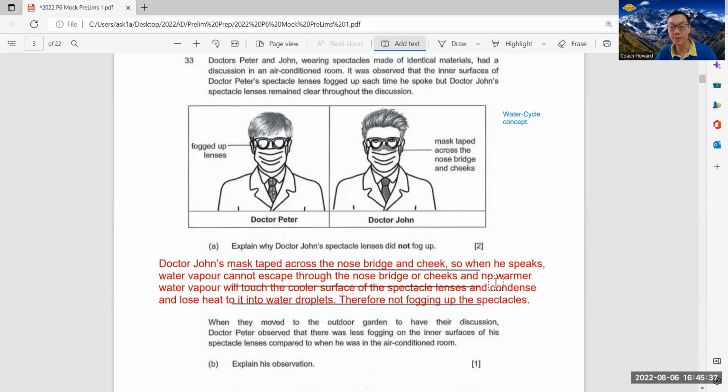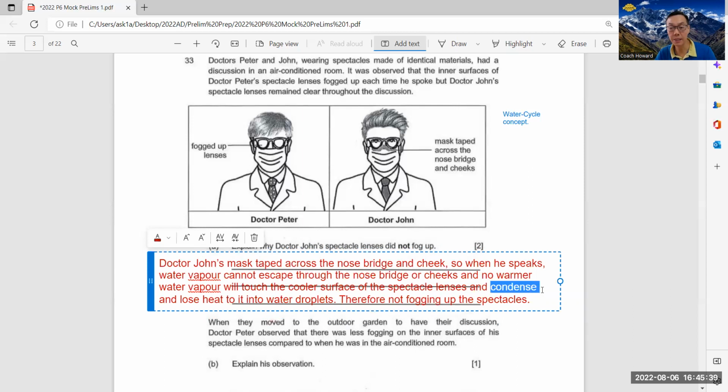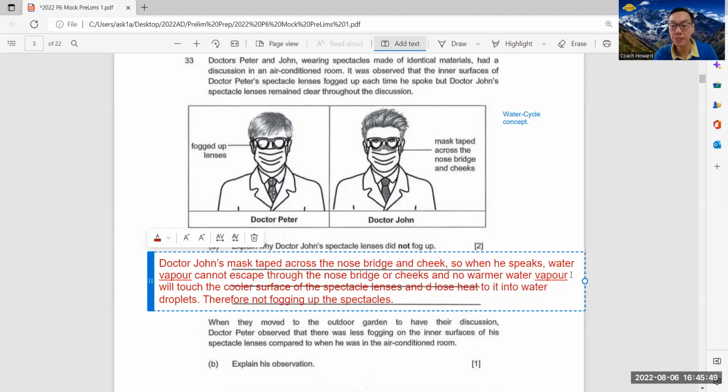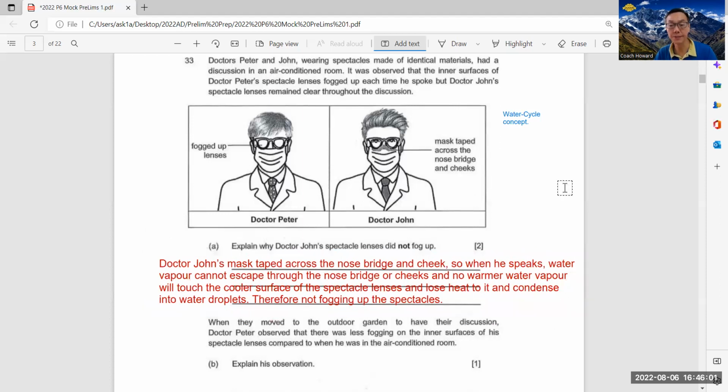Maybe for this one you change the order slightly. The water vapor will not touch the cooler surface of the spectacle, lose heat, and condense into water droplets. Therefore, no fogging of the spectacle. Clear? Okay, next part.